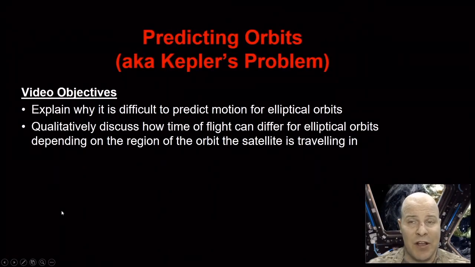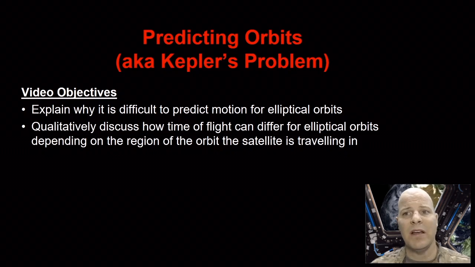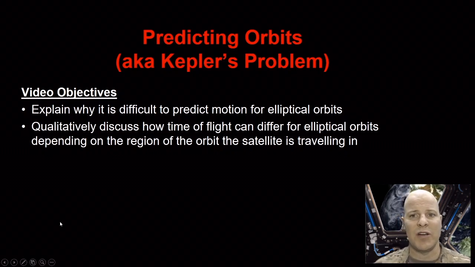Today's 310 video is all about predicting orbits, which is also known as Kepler's problem. We have two objectives. Our first objective is to explain why it's so difficult to predict the motion of a satellite in an elliptical orbit, and second, at least qualitatively, discuss how the time of flight can differ for satellites in elliptical orbits depending on the region of the orbit that the satellite is traveling in.